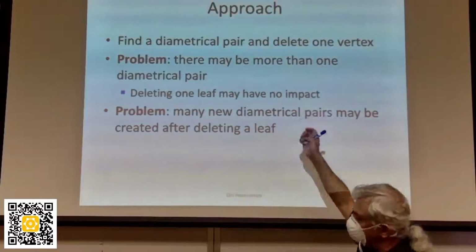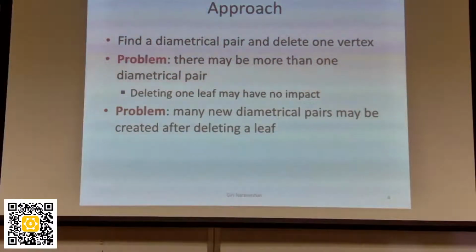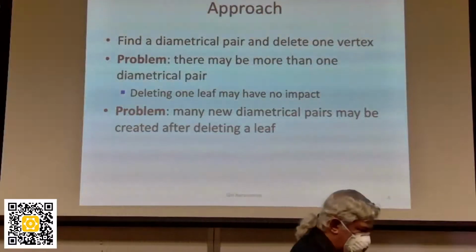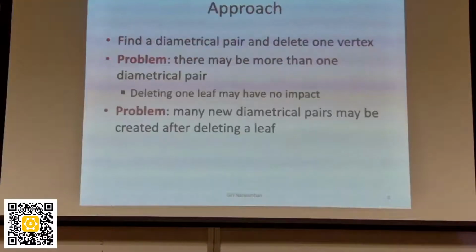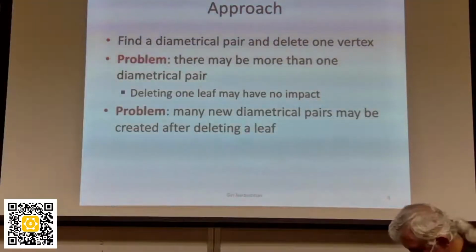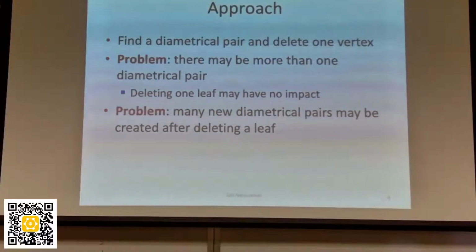And we can't just take any diametrical pair and remove a vertex, because removing a vertex may not have any impact, since there are other diametrical pairs. So how do I start to organize my thoughts here? That's the question. What about the center? Can we prove some properties of the center that will help us?